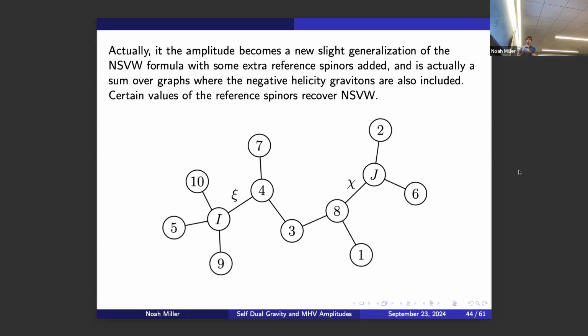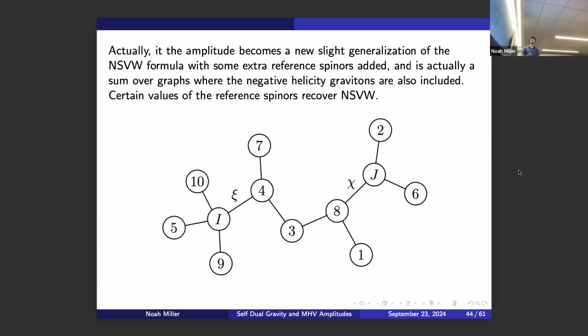The NSVW formula is a sum over trees with only the positive helicity gravitons represented. Here, what you naturally get is trees where the 2 negative helicity gravitons are also in the diagram, and there are some extra reference spinors involved. If you take the reference spinors to some particular value, you recover the NSVW formula.